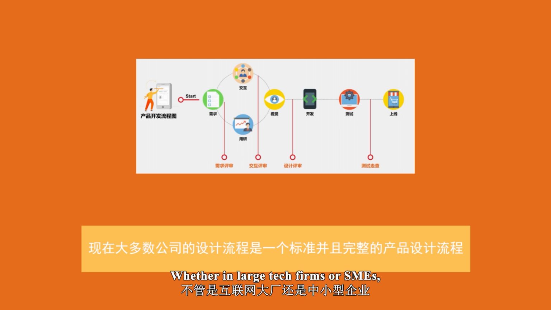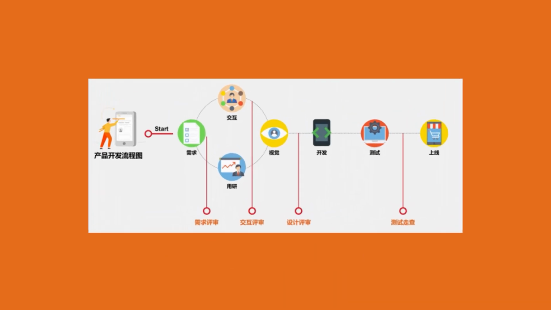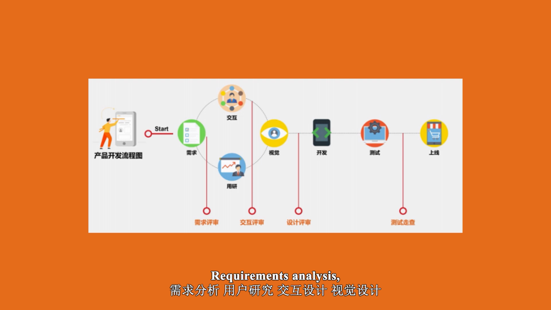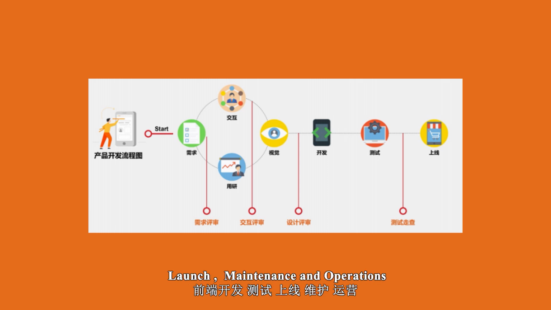Whether in large tech firms or SMEs, an APP development cycle typically includes requirements analysis, user research, interaction design, visual design, front-end development, testing, launch, maintenance and operations.